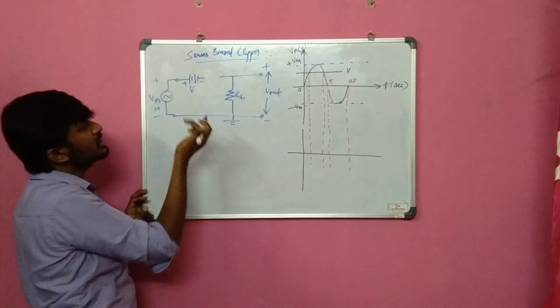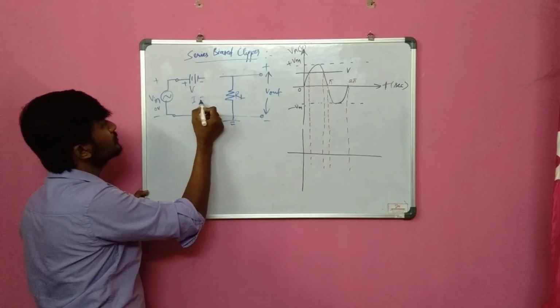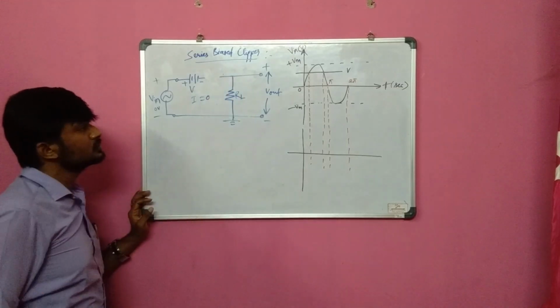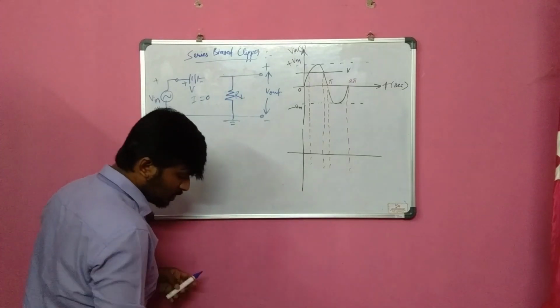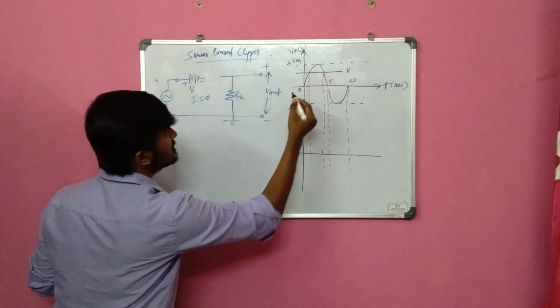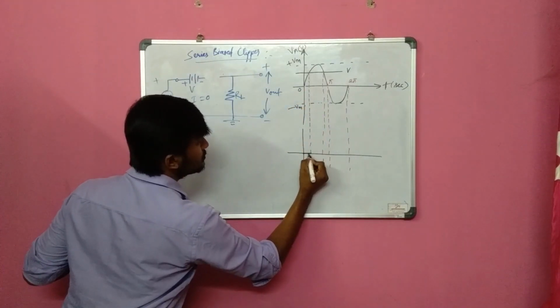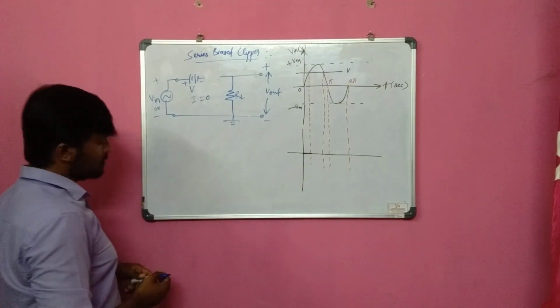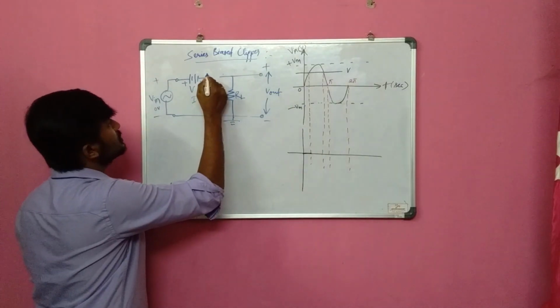Open circuit means there is no current flow. I is equal to 0. So if there is no current, then there will be no drop across RL, right? So for this portion, let me draw the output waveform. For the first portion, in this range, output is 0. Right? Output is 0.